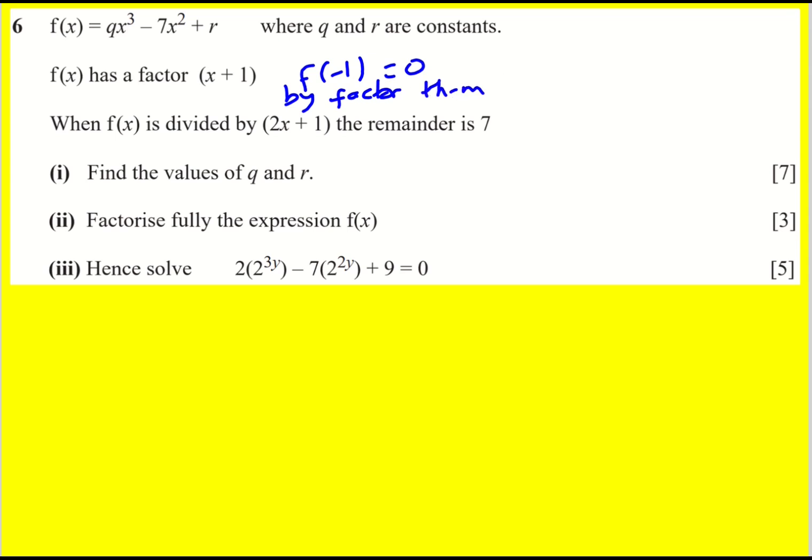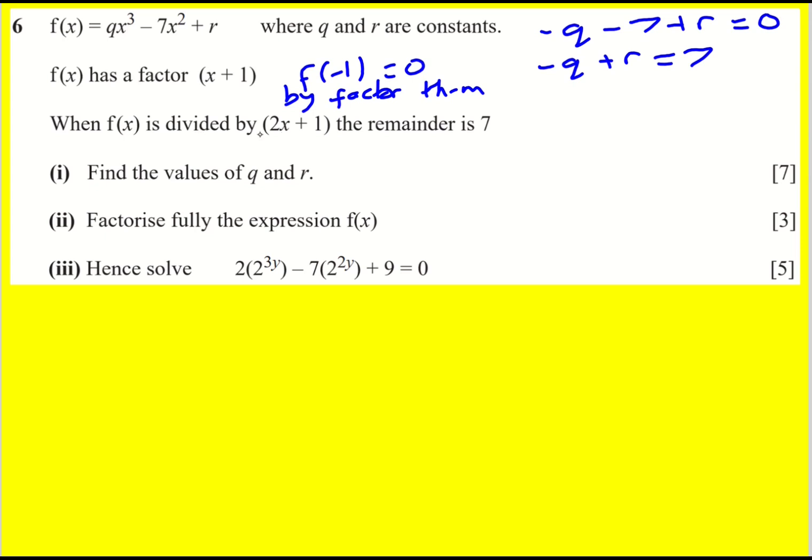So let's sub that in. I'm going to get minus q minus 7 plus r equal to 0. So I'll write it as minus q plus r equals 7. Okay, I'm going to get simultaneous equations. I can see where this is going.